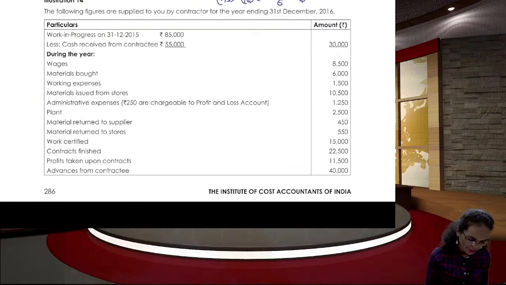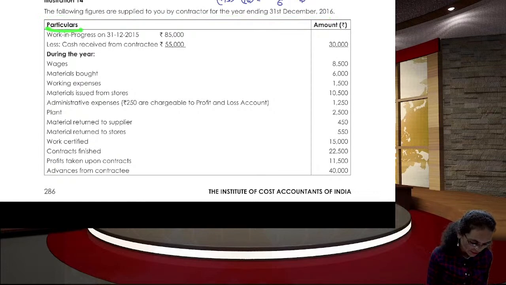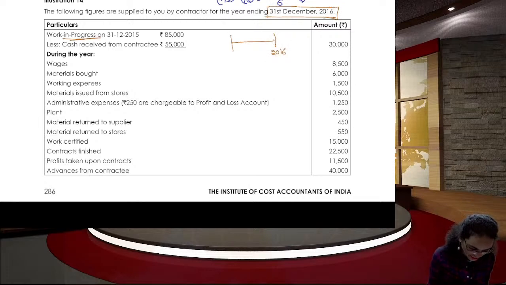Okay. We'll go to the next question. The following figures are supplied to you by the contractor for the year ending 31st December 2016. See, work in progress on 31st December 2015. This is the information provided by the contractor for 31st December 2016. So this is 2016, but this work in progress is on 31st December 2015.